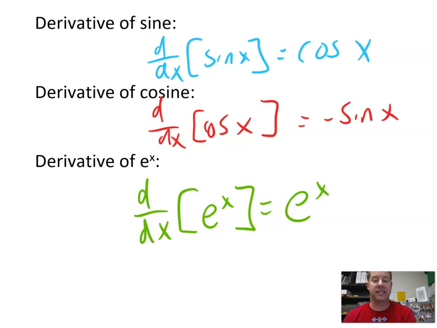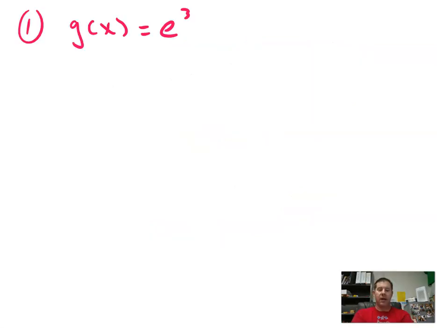All right, let's do some examples. Number 1. g of x equals e to the third. Find the derivative. This is one of my favorite ones to have you do in class because everybody gives answers like, hey, it's e to the third. We just talked about the derivative of e to the x being e to the x. However, this is not e to the x, this is e to the third, and e to the third is a constant. So if I take the derivative of a constant, that derivative is 0.